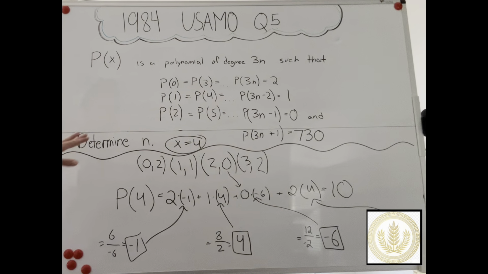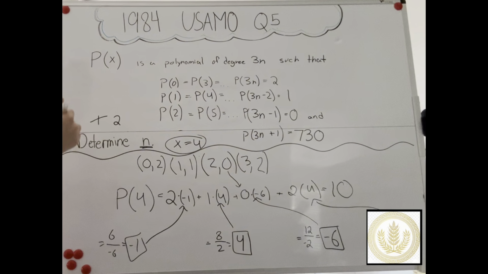Now remember, we were testing for n equals 1. So when n equals 1, x was 4. And we wanted p of 4 to equal 730. But our p of 4 is 10. That means that we're going to increment our n by 1. So we know that 1 doesn't work.